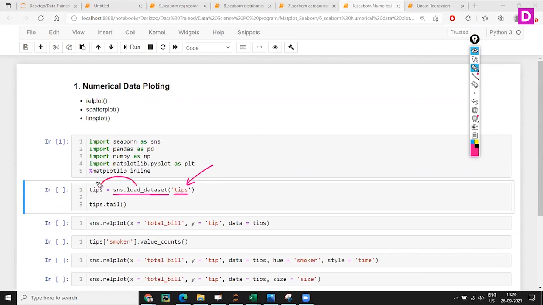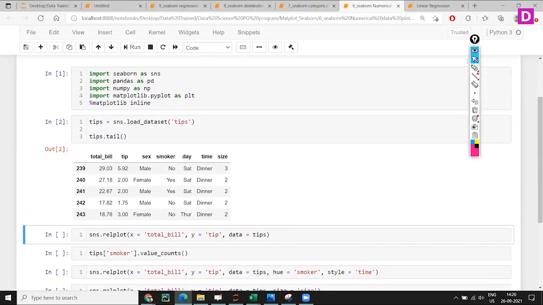I'm going to store the whole thing in a variable called tips, and I will just check the data here. Let's execute this. This is how the data looks. Since I used the tail method, we have 243 or 244 records, because it starts from 0. So 244 rows we have.